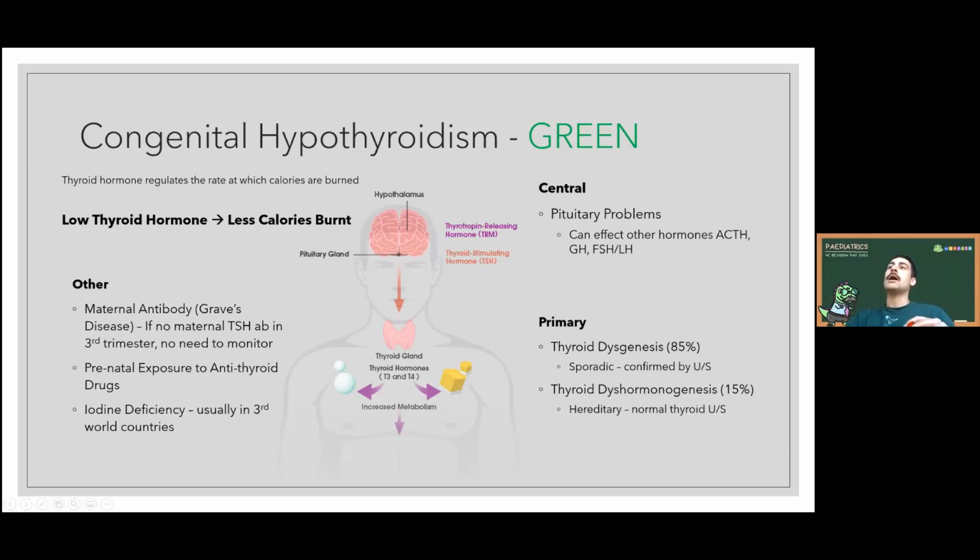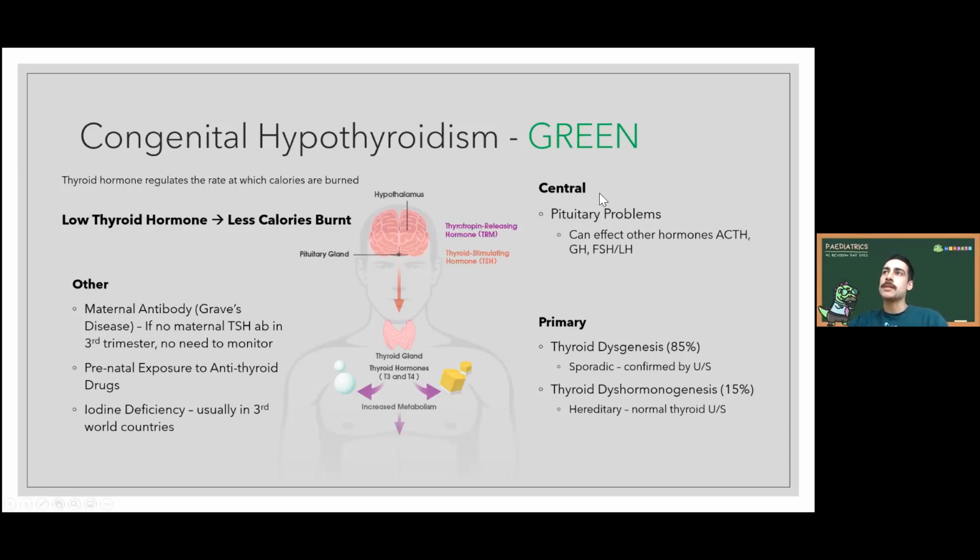So thyroid dysgenesis is the most common cause, which is where the thyroid hasn't developed properly, or you get ectopic thyroids growing somewhere else in the body. And this is usually confirmed by ultrasound. And then the other cause is thyroid dyshormonogenesis, where you have lacking enzymes to help create T4 and T3, and therefore you get a normal looking thyroid, but you don't have much T3 and T4.